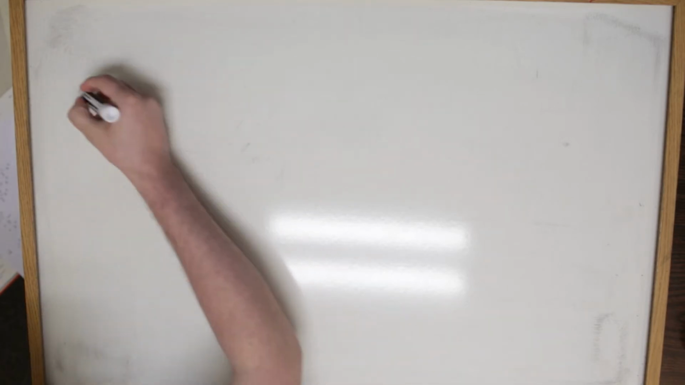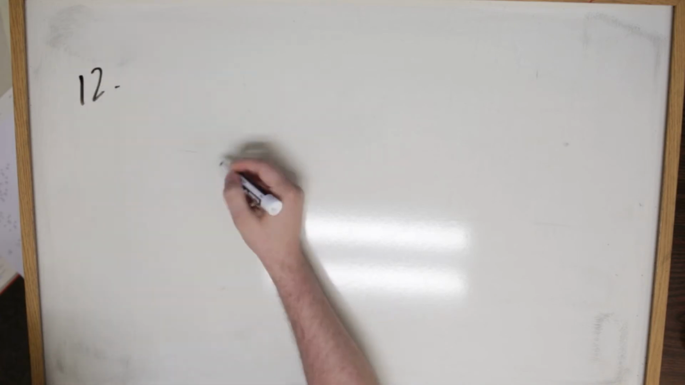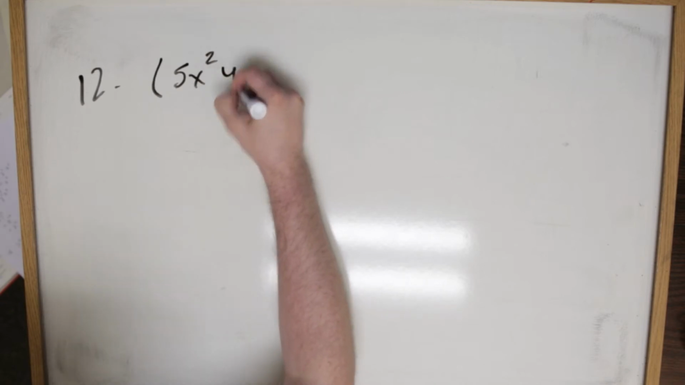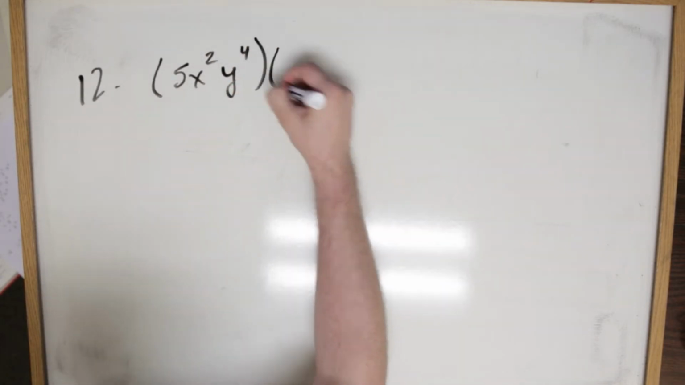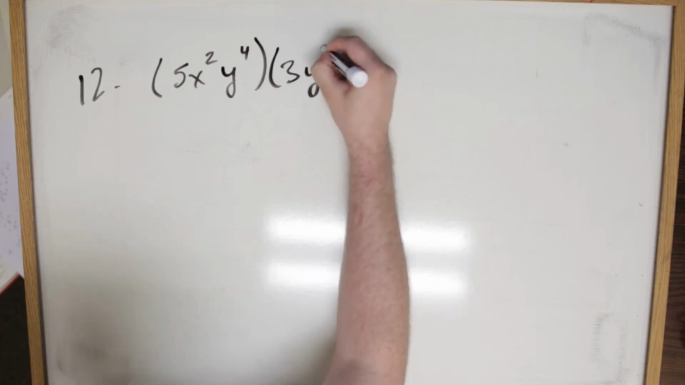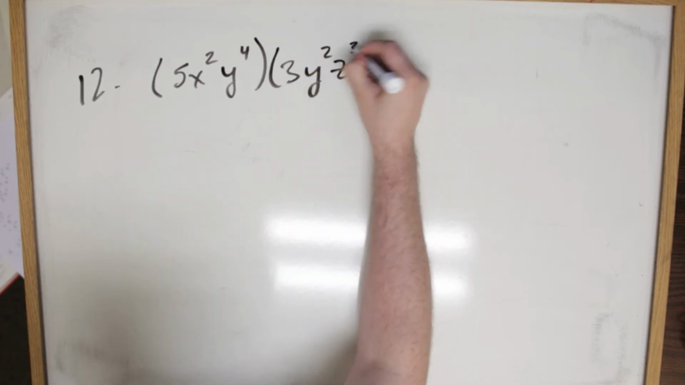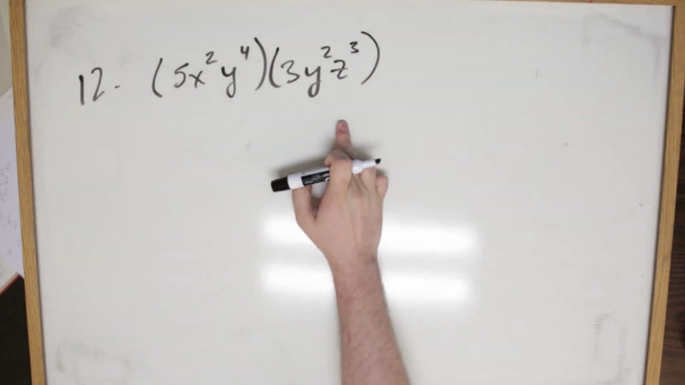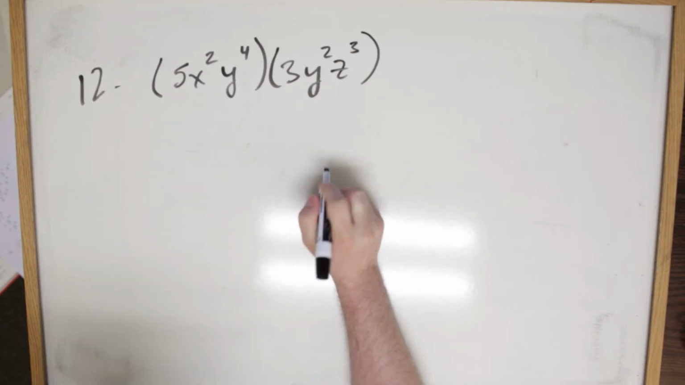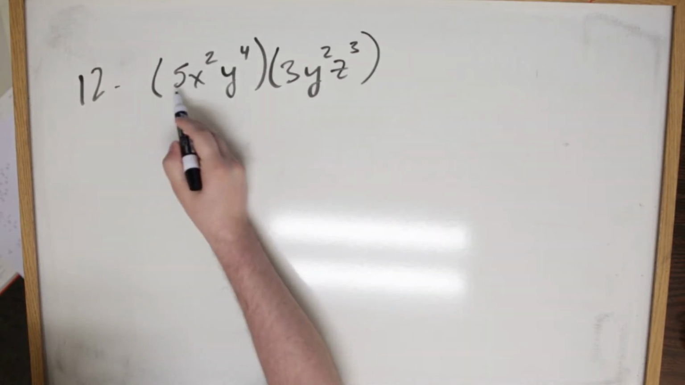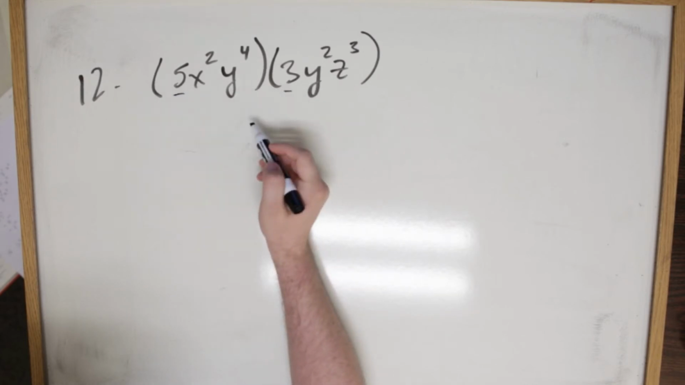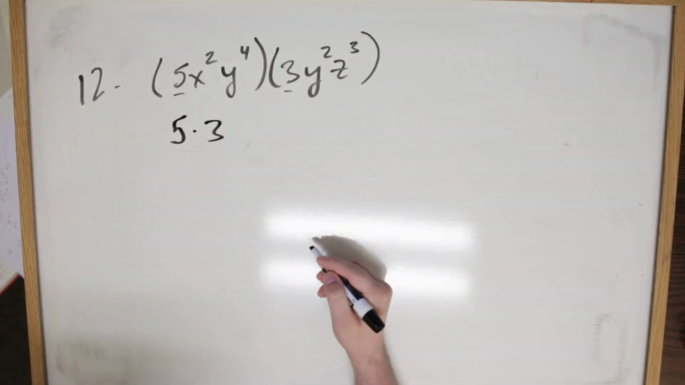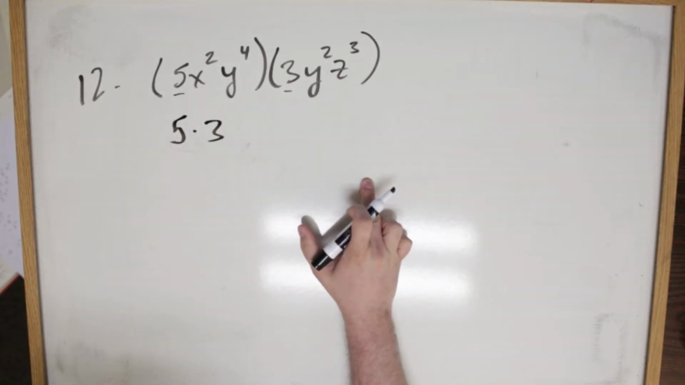Okay, so let's do question 12. This is telling us to do 5x squared y to the 4th times 3y squared z to the 3rd. Because we're multiplying all these things together, let's do each piece separately. So we'll multiply the coefficients times each other, 5 times 3. I'm just going to rewrite it in a convenient order.